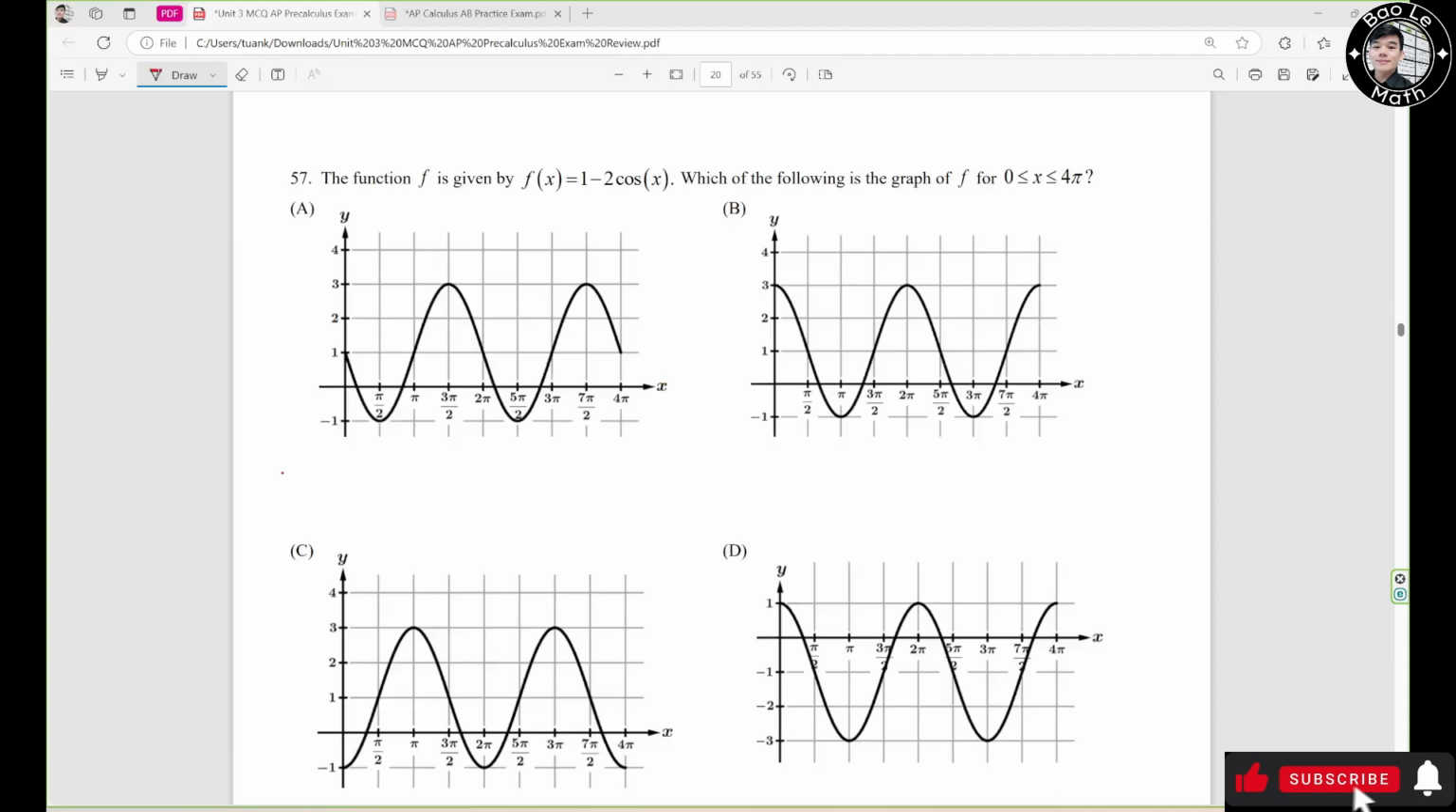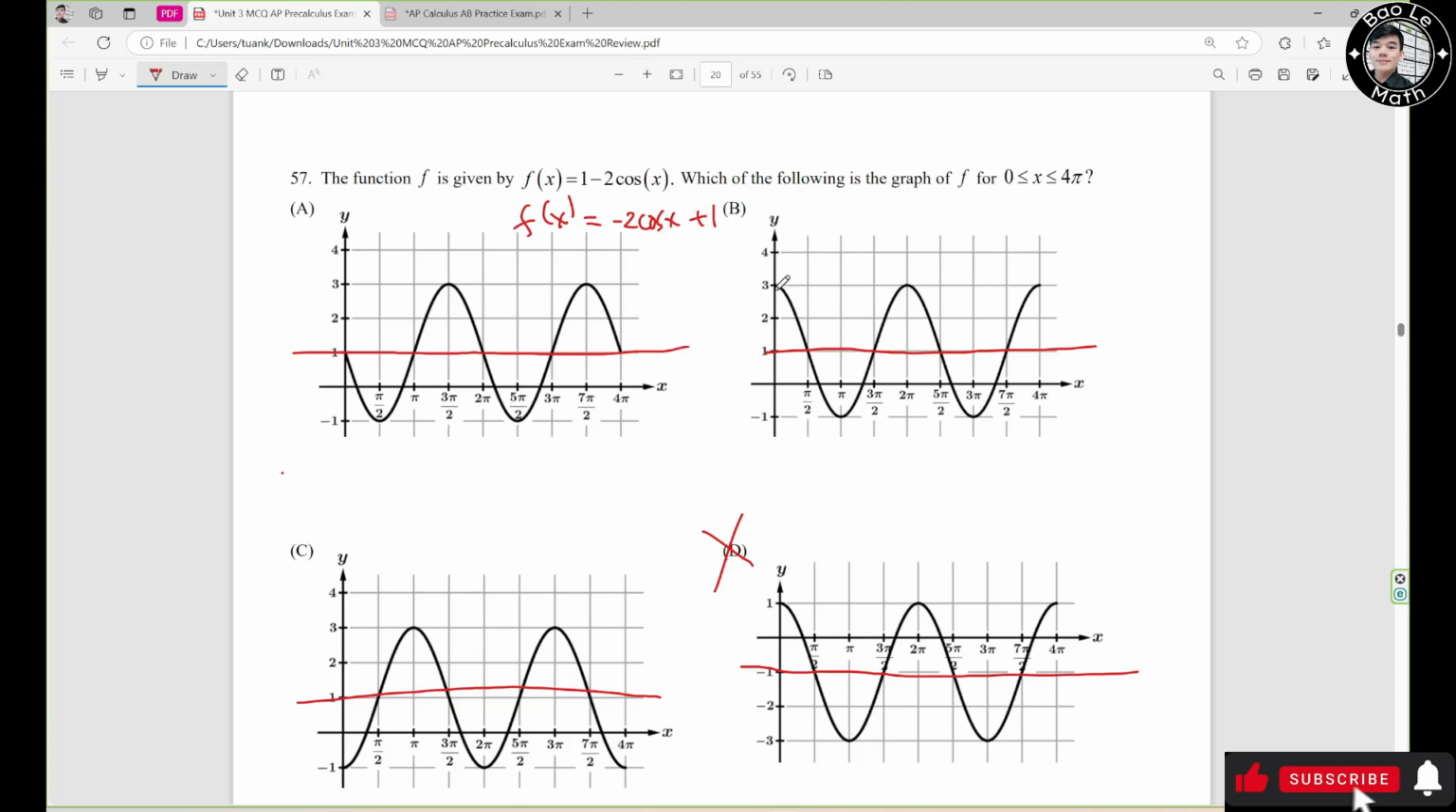Now let's move on to question number 57, similar to question 55. Now we need to rewrite f of s, so f of s equals -2 cosine s plus 1. So you can see the midline is 1. The first one, the midline is 1 right here. The second one, the midline is 1. The third one, midline 1. And the last one, midline is -1. This makes answer choice D wrong first.